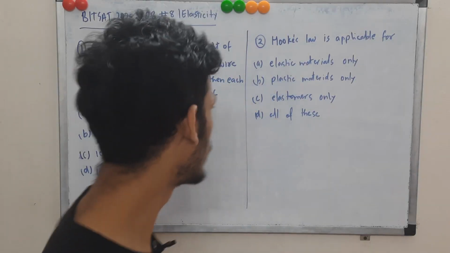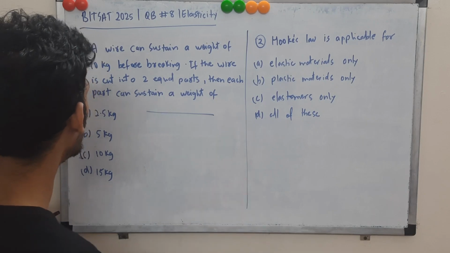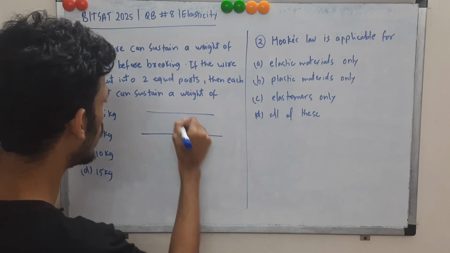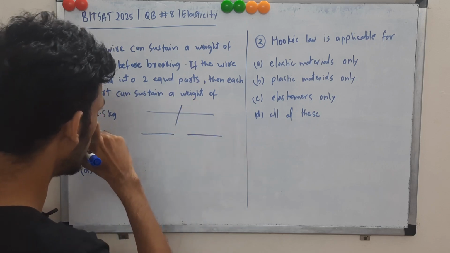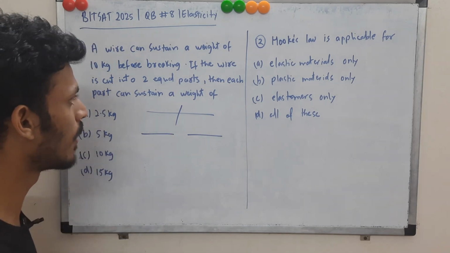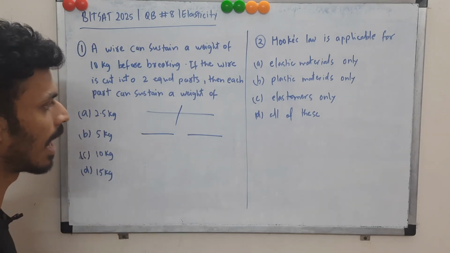Questions 1 and 2 over here will test your concepts. Question 1: we have a wire of certain length. Suppose it can sustain a weight of 10 kgs. Now it is cut into 2 equal pieces. So you cut it in half. What is the maximum weight that one single half of that wire can handle?